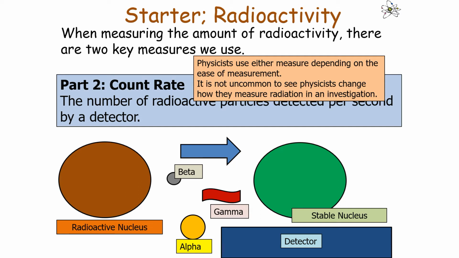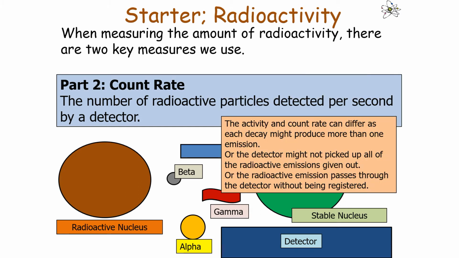and it's not uncommon to see physicists use both measurements in an investigation. It's important to note that the activity and count rate can differ for a couple of reasons. Firstly, each decay might produce more than one emission, and secondly, the detector might not pick up all of the radioactive emissions given out, and finally, the radioactive emission might actually pass through the detector without being recognized. So you tend to find the count rate is always smaller than the activity.